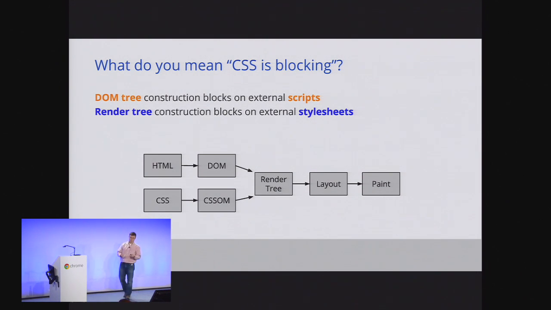Why is this part of the blocking critical render path? JavaScript blocks, yes, but what do you mean CSS blocks? It's correct that JavaScript blocks DOM tree construction, right? JavaScript blocks the parser, but style sheets block render tree construction, right? So ultimately, in order to lay out and paint, we need the style sheet to have finished loading.